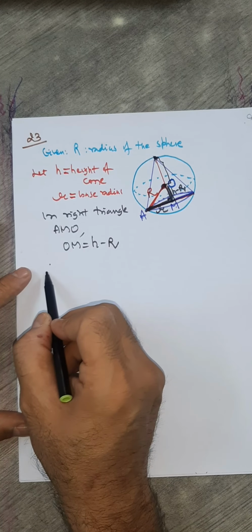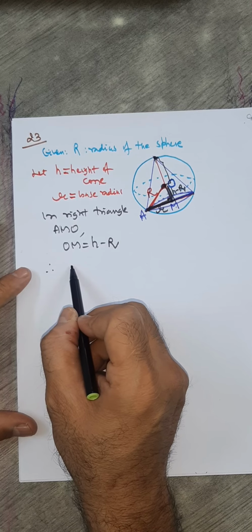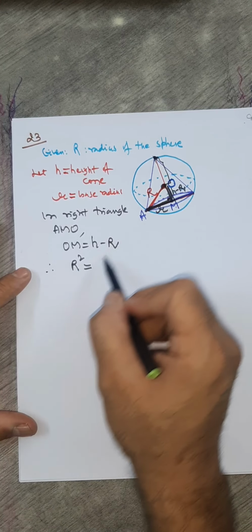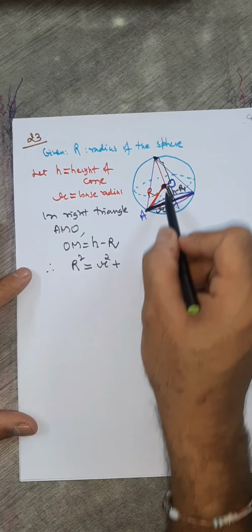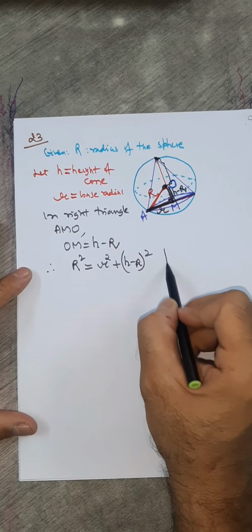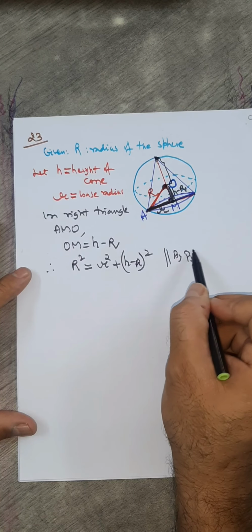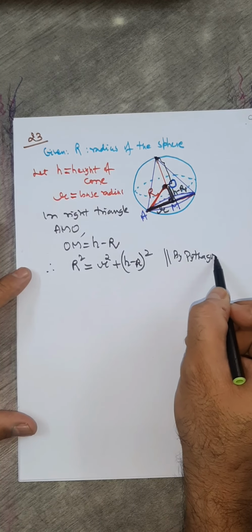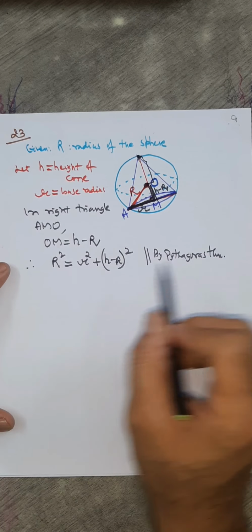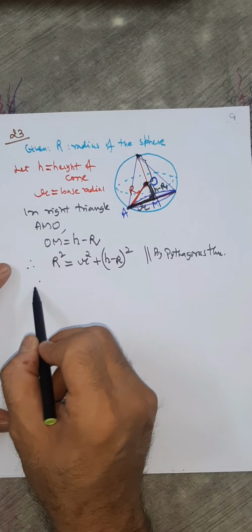Okay, so therefore by Pythagoras we have hypotenuse square equals to r square plus this much, that is (h minus r) the whole square. By Pythagoras theorem. This is a very, very important point here. Let me expand this.